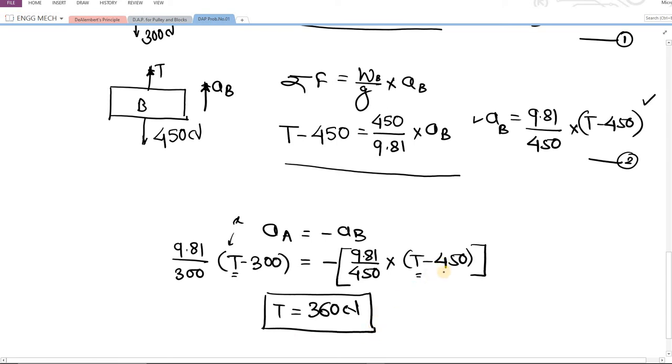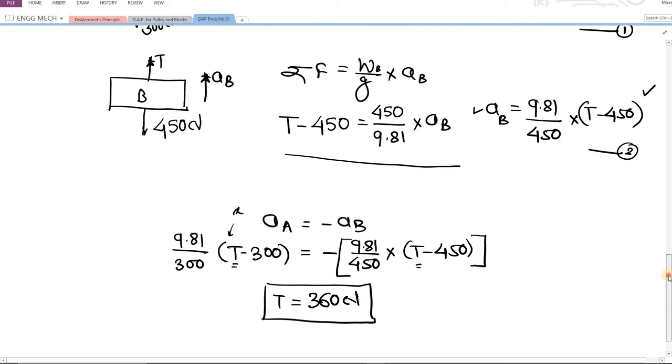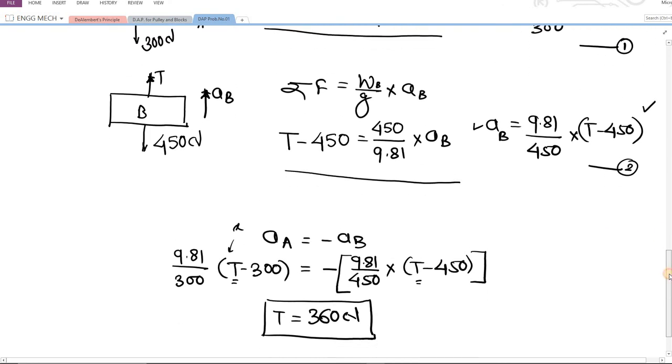Now the first part of the problem has been solved, that is, we were told to determine the value of tension that was getting generated in the string. Now the second thing we have to do is to determine what acceleration the blocks are making.